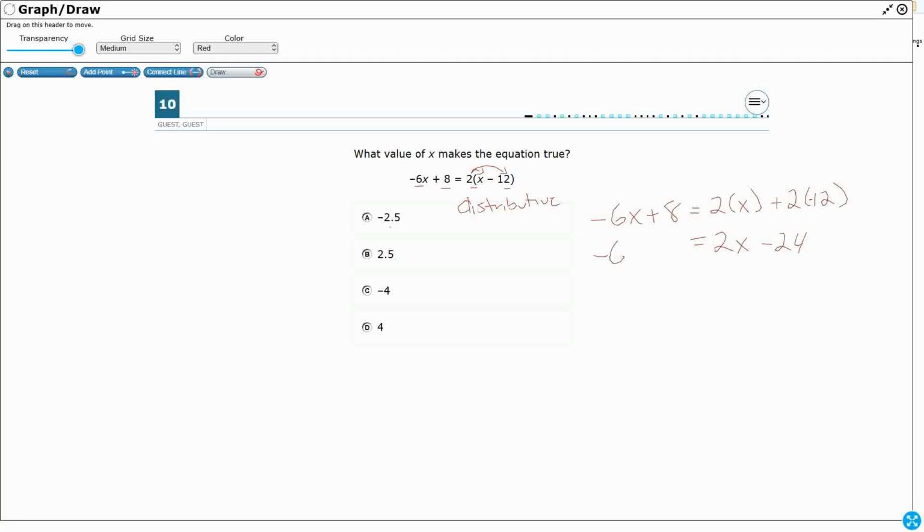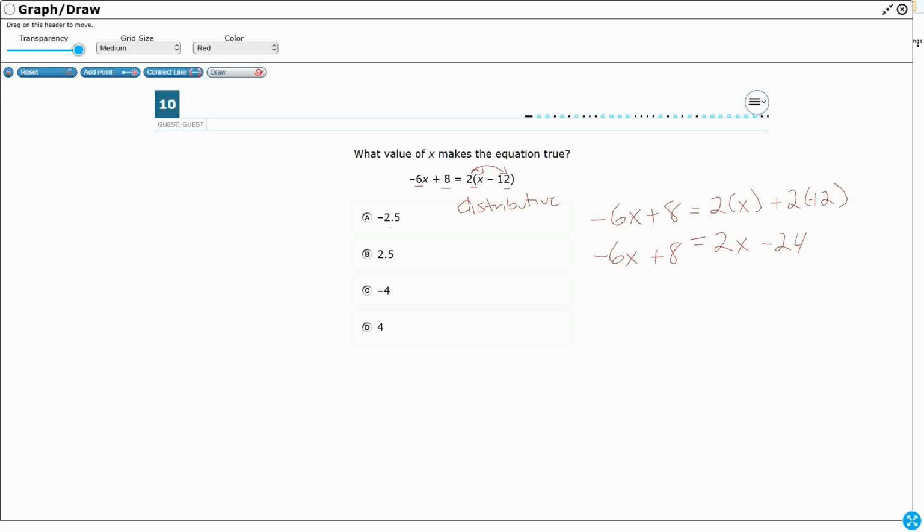All right, so now we've got some x's on either side, and we've got some constants on either side. And if you want, you could move the x's over to the left, but then you're going to end up with a negative x. And you're going to have to multiply that by negative 1 or divide by negative 1 to get rid of it. So let's go ahead and move the x's to the right so we can stay positive.